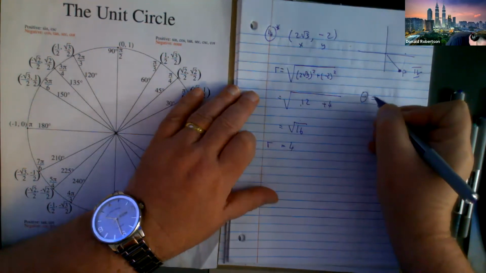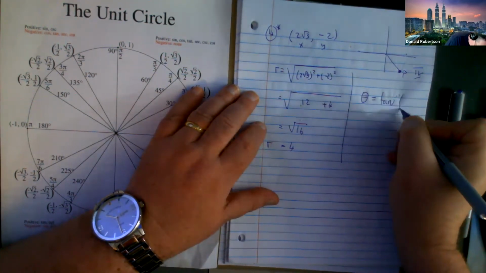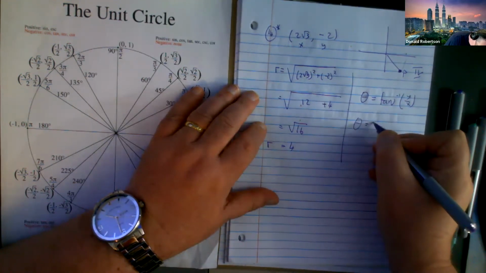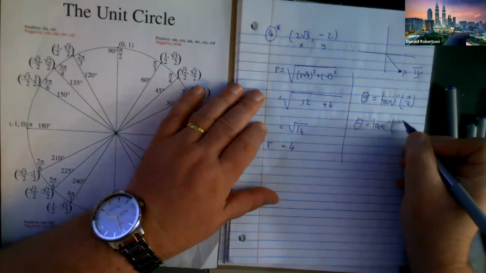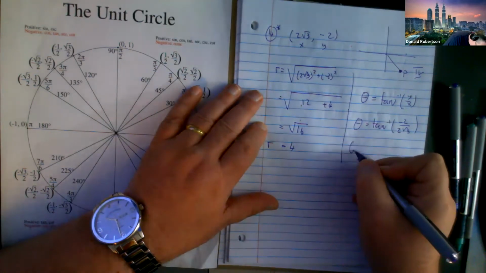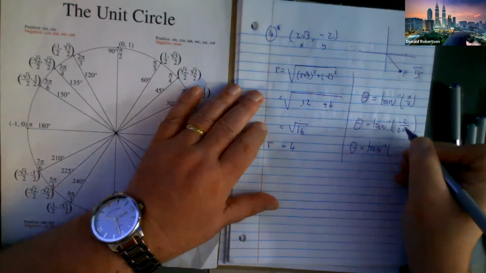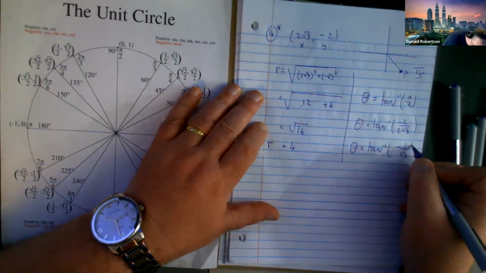The missing angle theta is going to be the inverse tan of y over x. It's going to be the inverse tan of negative 2 over 2 root 3, which is going to cancel out the 2's, still negative, so it's going to be negative 1 over root 3.